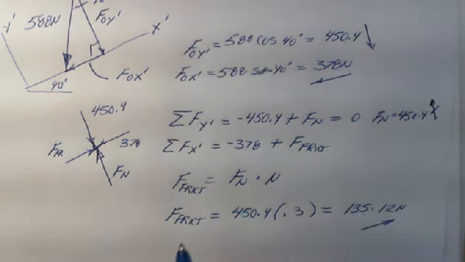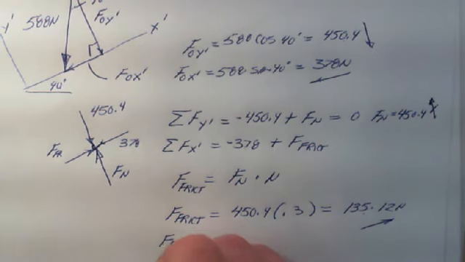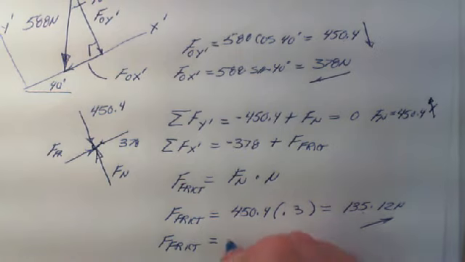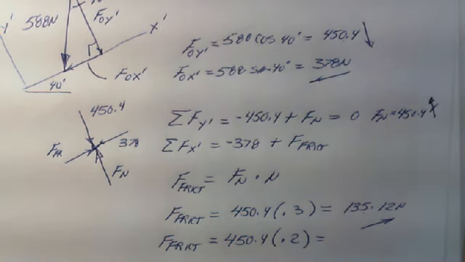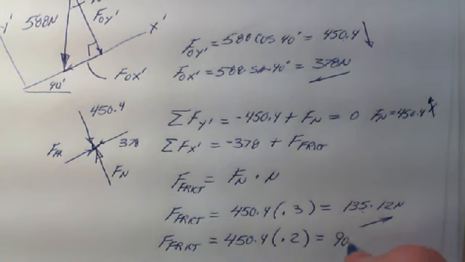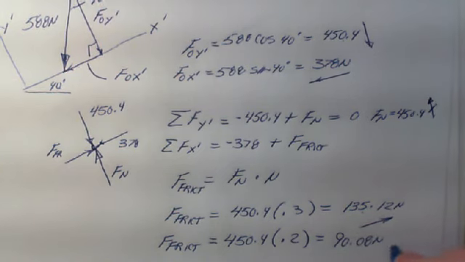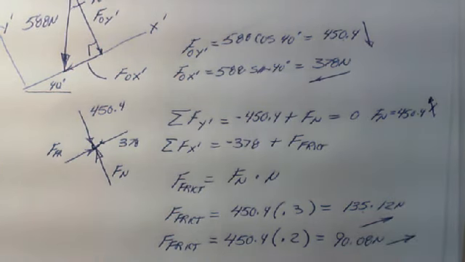Okay, now let's go ahead and figure out what our frictional force is going to be in the kinetic case. Kinetic means the object is actually moving. We're going to take 450.4 and multiply that by 0.2. When we do that, that's going to give us a value of 90.08 newtons. And again, that's going to be pointing back up this way.